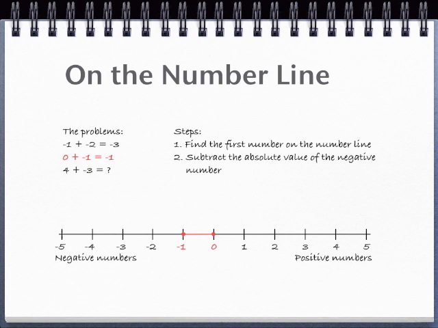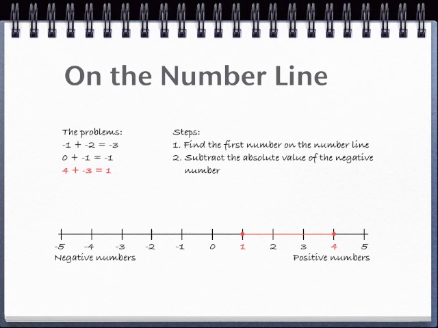Third question. 4 plus -3. How do you think we're going to go about this? If you're starting by finding 4 on the number line, you're on the right track. Now how do we add -3? Just like in the other questions, adding -3 is the same as subtracting 3. So we're going to go 3 to the left here, which will get us to our answer, 1.